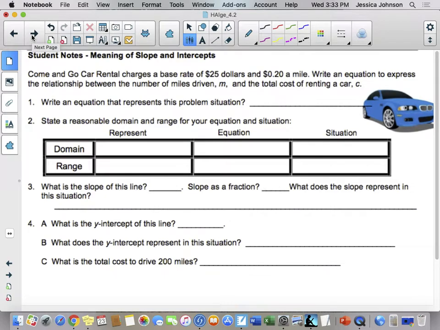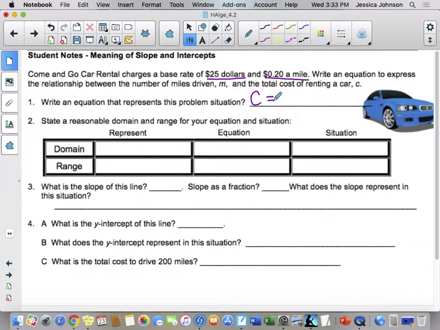Come and Go Car Company rental charges a base rate of $25 and 20 cents a mile. Write an equation to express the relationship between the number of miles driven M and the total cost C. So C is representing our total cost, so I'm going to write C equals.